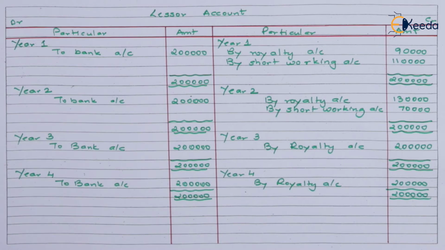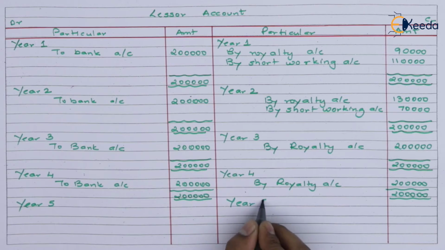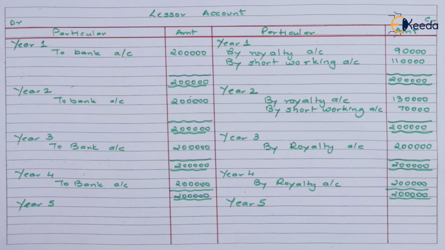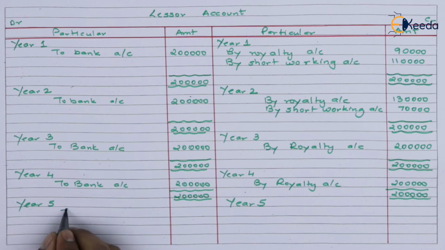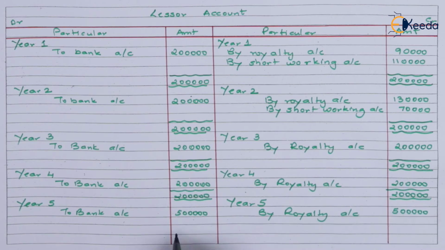Now, the last year's entry is supposed to be passed for Lessor Account. Again, here the entry will be the same. The only difference will be in terms of amounts. Instead of 2 lakh, it will be 5 lakh. So here the Lessor Account is completed.